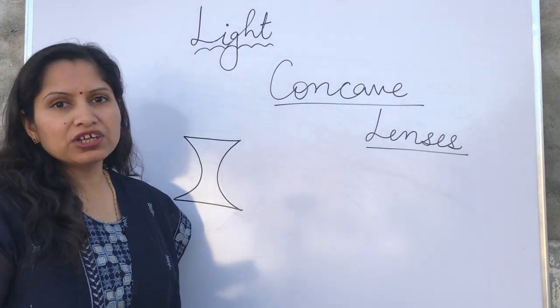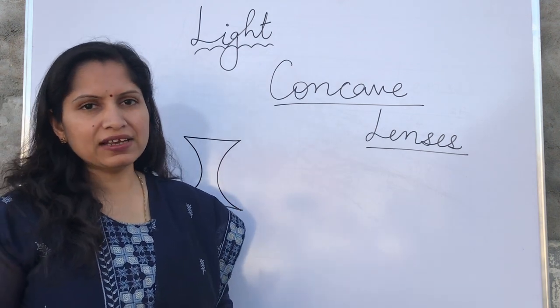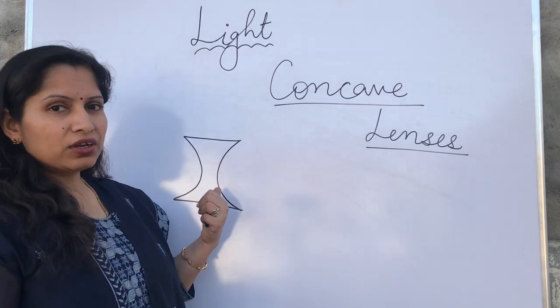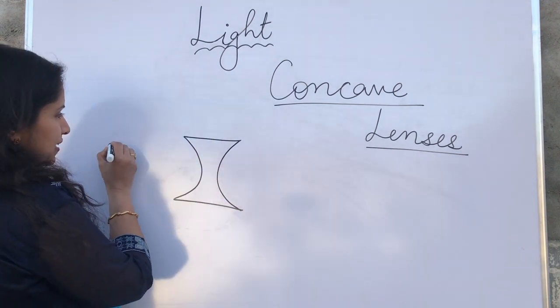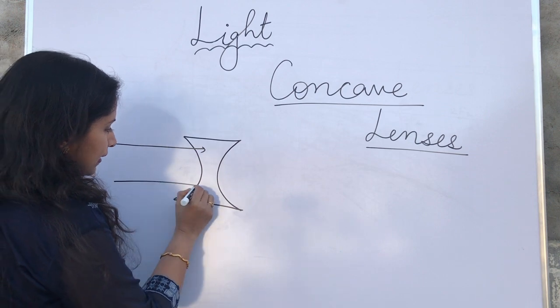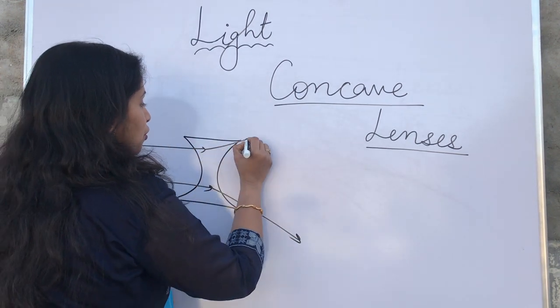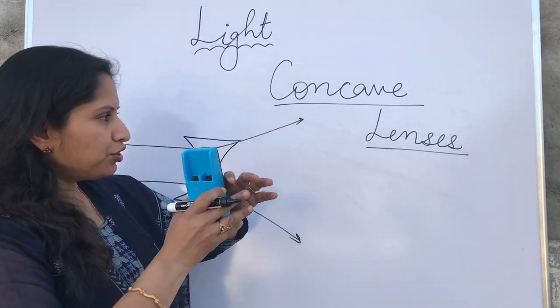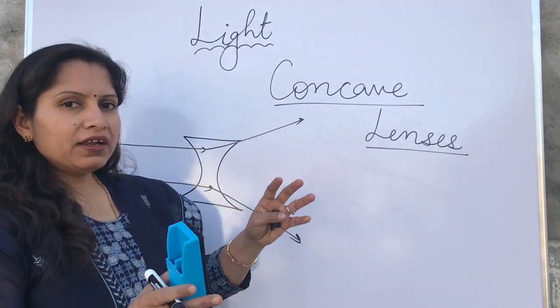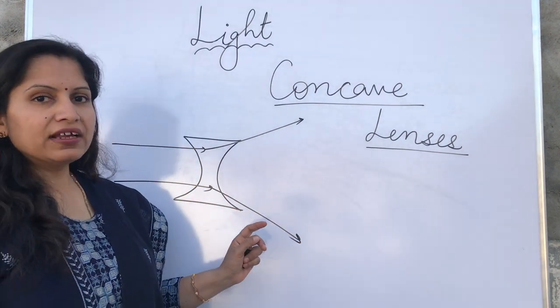It's a diverging lens. The convex one, we already talked about, was a converging lens, but a concave lens is a diverging lens. So if light rays are coming on it parallel to each other, then after refraction from the lens, they are not going to come closer to each other. They are going to diverge, to spread away from each other. So it's a diverging lens.